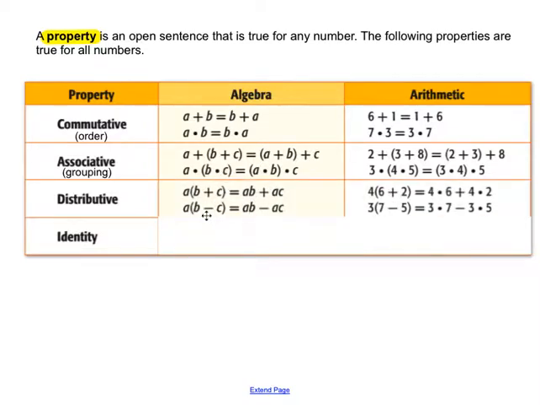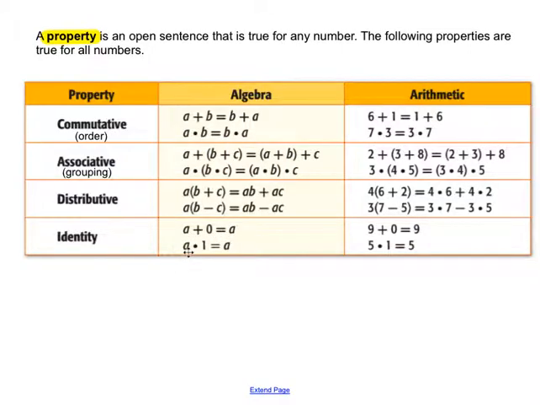The distributive property tells us that if we have a number outside of a parenthesis, everything in the parentheses gets multiplied by that number. So a times (b plus c), first we multiply a times b, and then we multiply a times c. And whatever sign is in the middle is the sign that it stays. So in this example we have ab minus ac. Here are some examples with numbers. And then our identity just means if we add 0 to a number, we get the number back. If we multiply a number by 1, we get the number back.